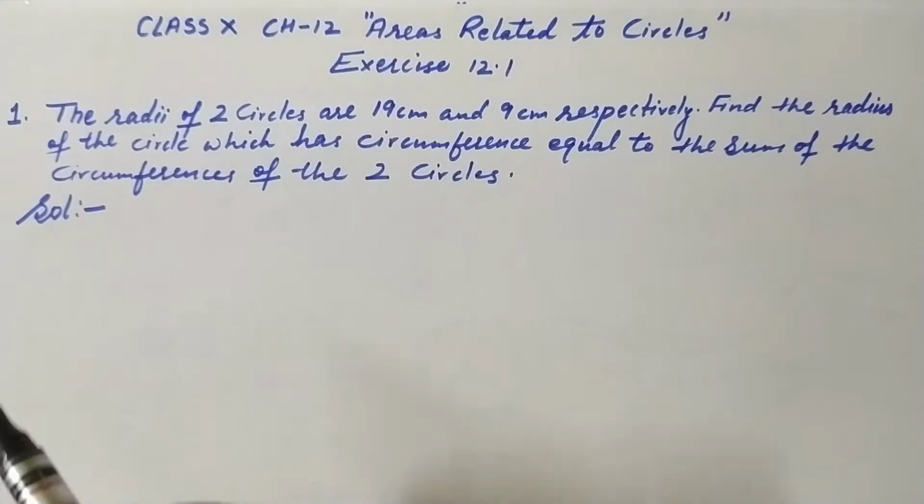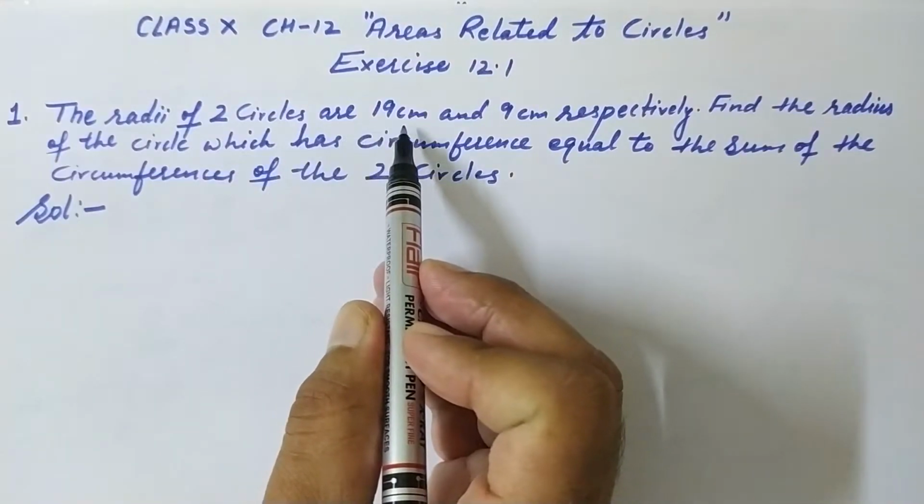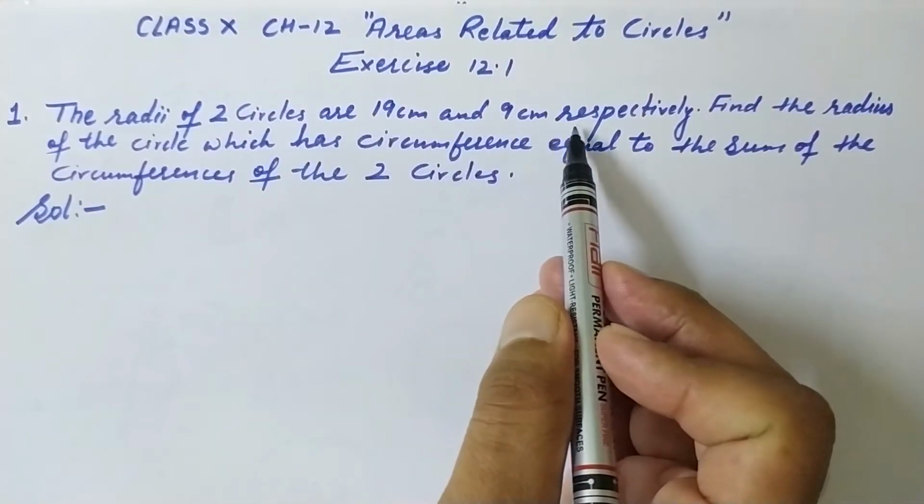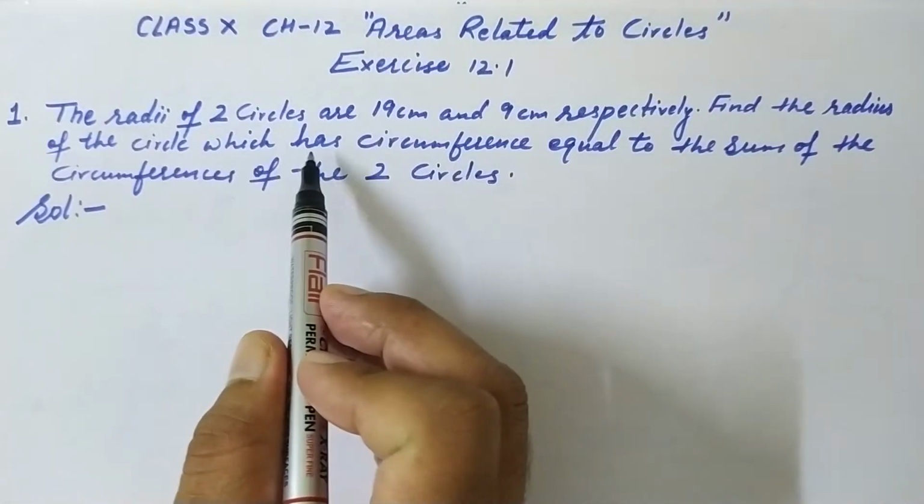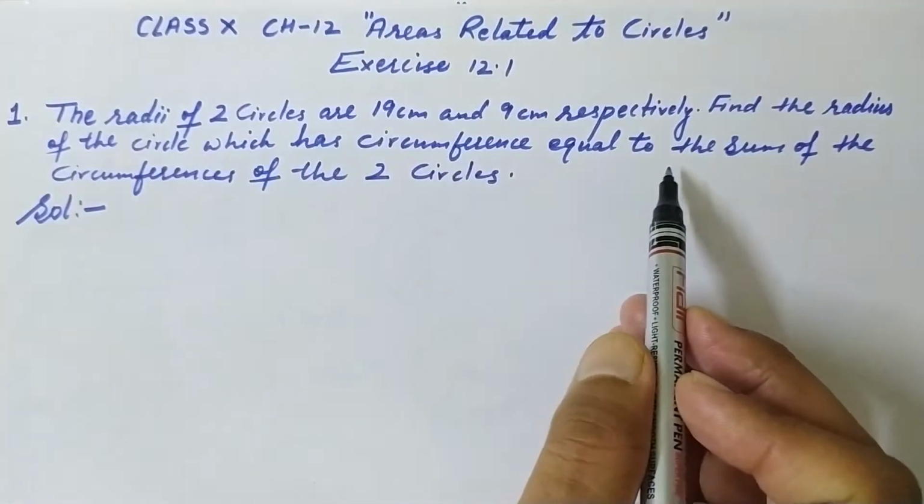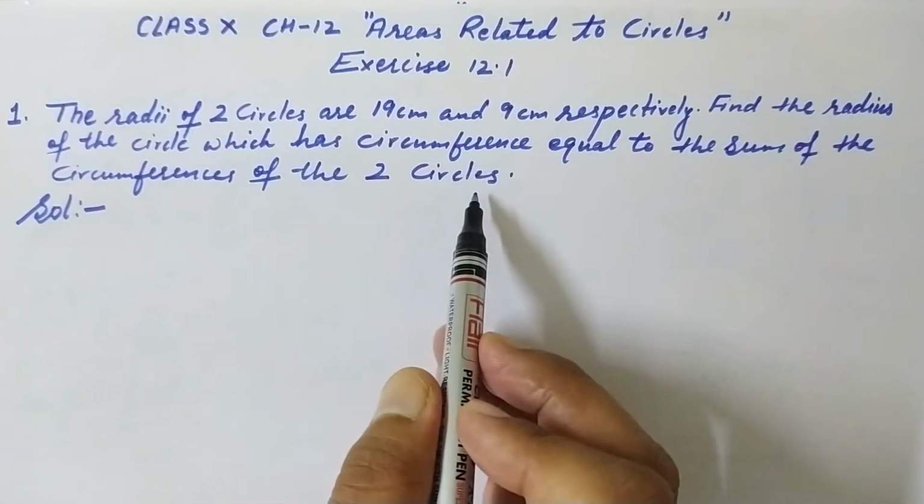In this video we'll discuss exercise 12.1 of class 10 chapter 12, areas related to circles. The first question is: the radii of two circles are 19 centimeter and 9 centimeter respectively. Find the radius of the circle which has circumference equal to the sum of the circumferences of the two circles.